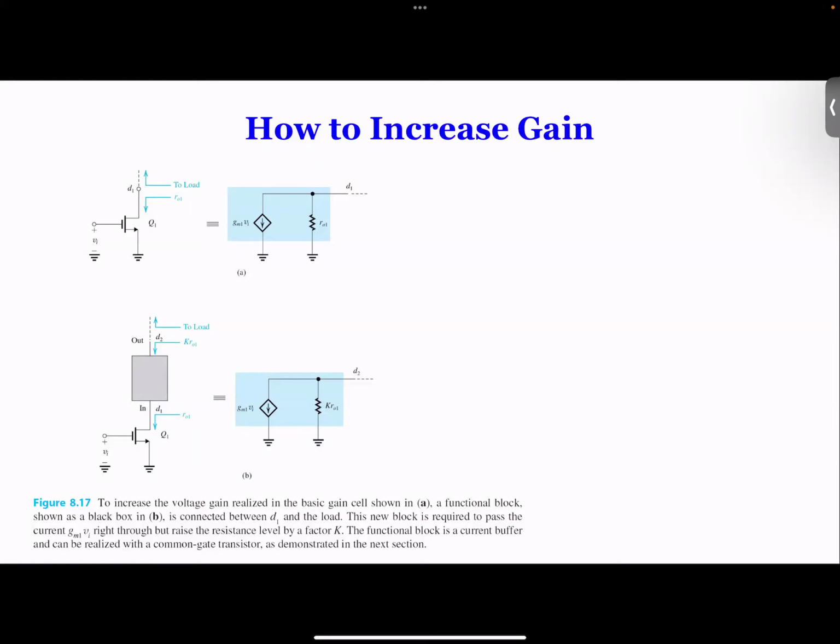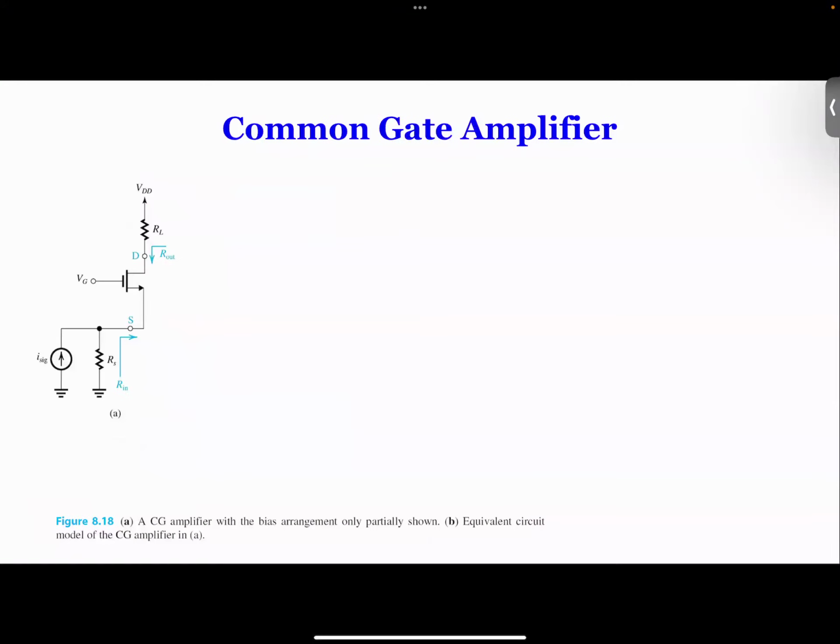So in the following part, which I call the most difficult part, we're going to design a circuit to increase K. We're going to look at how we do that after the break. It is a common gate amplifier. Okay, so let's take a quick break. Come back at 5.